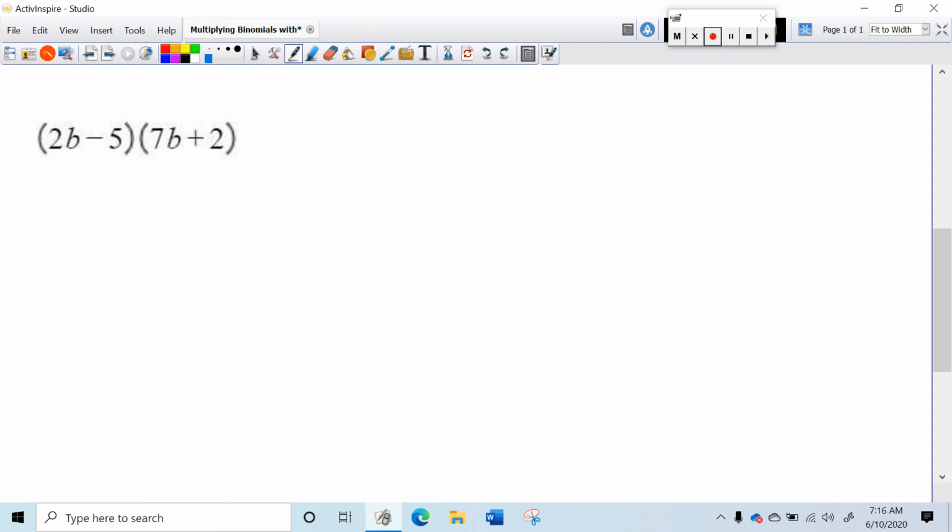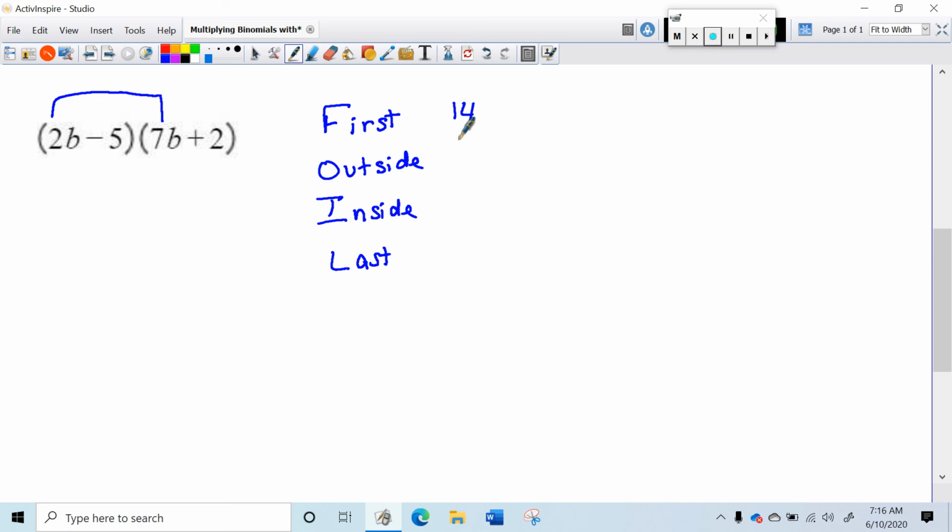I'm going to use the FOIL method. It stands for first, outside, inside, and last. FOIL method. So that works like this. The first terms in each set of parentheses, 2 times 7 is 14. I have a b here, that's a total of 2 b's, so b squared.